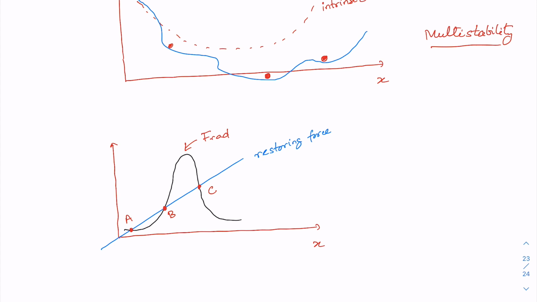However, out of all these 3 points, only A and C are stable, and B is unstable. Why? Because the rate of growth of the restoring force at points A and C is faster than that of the radiation pressure force. So there are 2 points at which this cavity optomechanical system would be stable. This is the phenomenon of bistability.